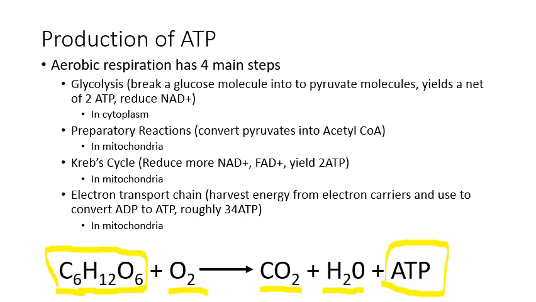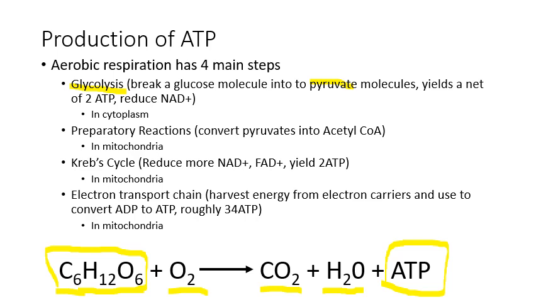All right, so we're going to break this down into 4 major steps. We're going to oversimplify the process and say there's basically 4 steps here. The first step is called glycolysis. Glycolysis is simply the breakdown of a glucose molecule from one 6-carbon sugar, we can see there's 6 carbons here, into 2 3-carbon molecules of pyruvate, right? So one glucose becomes 2 pyruvates.